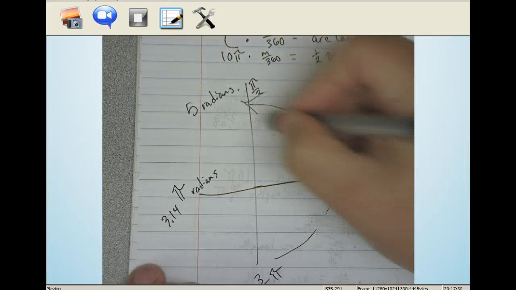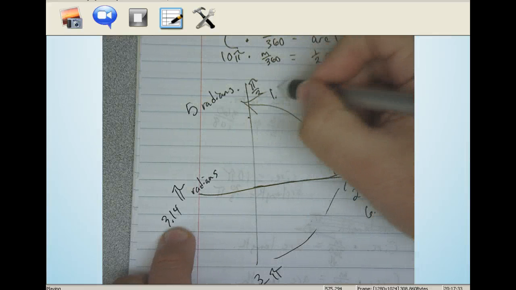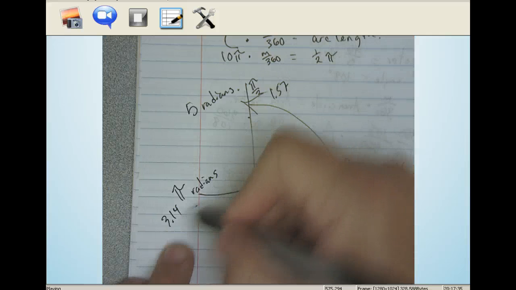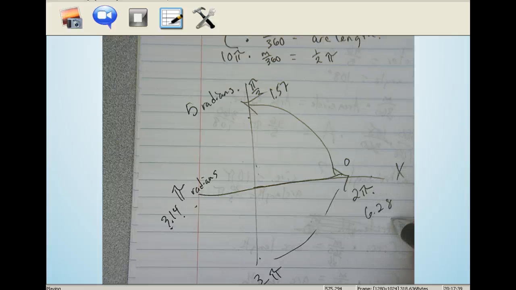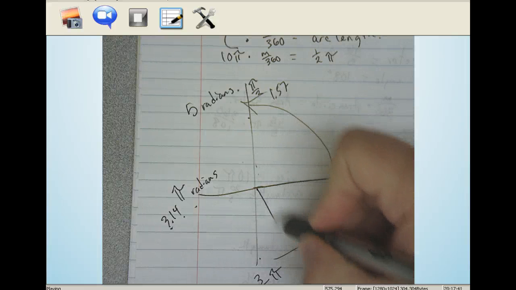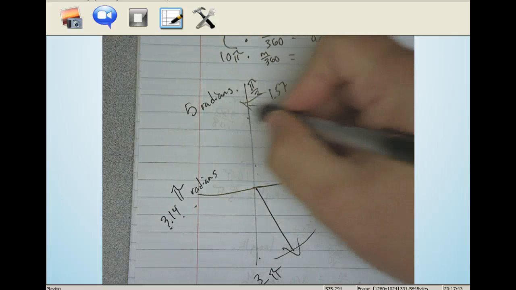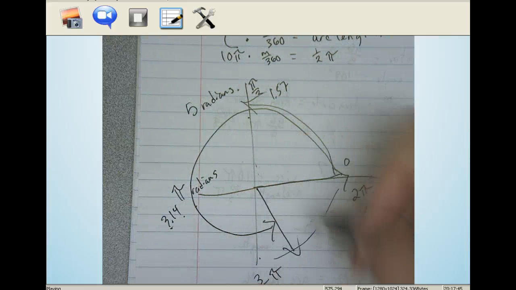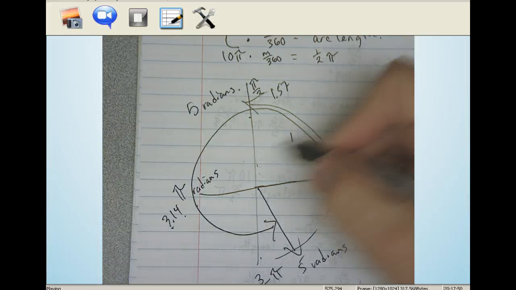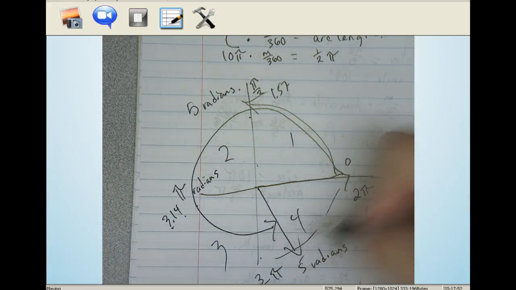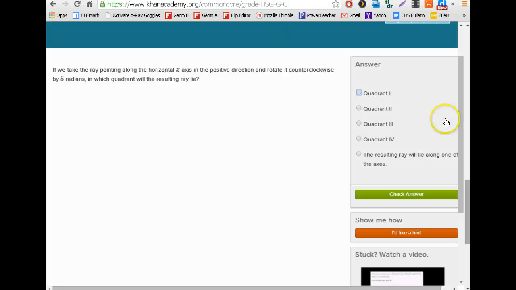If we went this far, we would be at half. That's 1.57. Then we get here, we get to 3.14. And here, we get 4.71. If we get to there, we get 6.28. So it's not going to come in that far. If we rotated it 5 radians, it would go around to right about there. That would be 5 radians. So our answer would be, this is quadrant 1, 2, 3, and 4. It's going to be in quadrant 4.